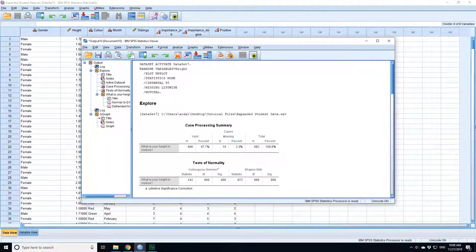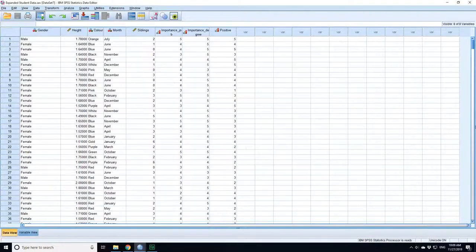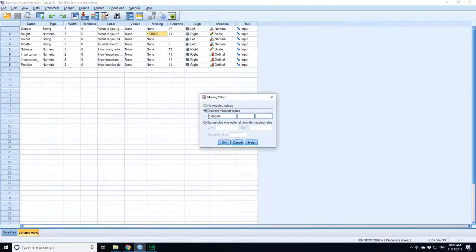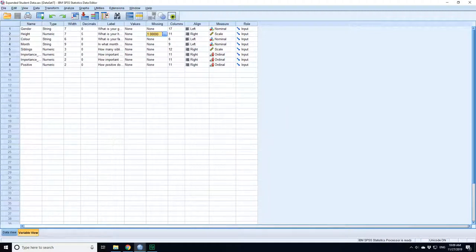It's also worth looking in this particular data set because not everything was included. So if you go back to variable view, what are the missing values? There's missing values in height, so anything that has a height of 1 has been defined as the discrete missing value. So some heights have been changed to that.